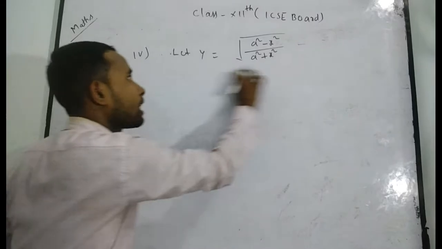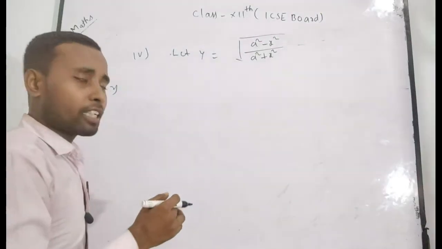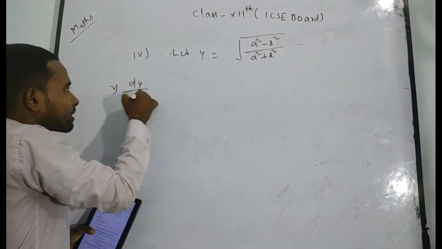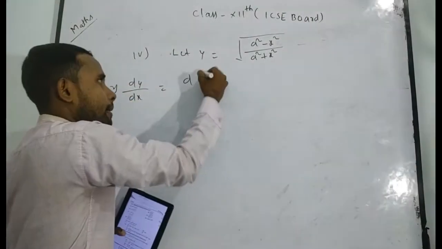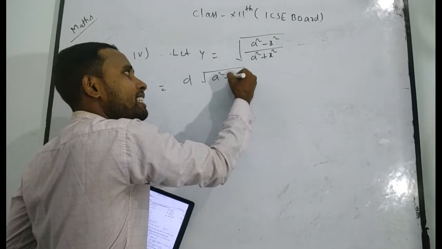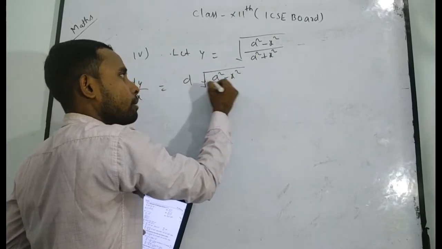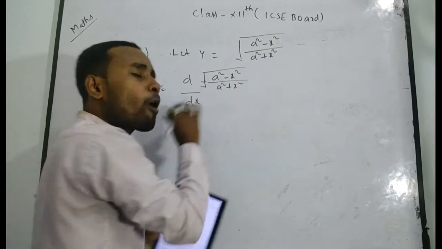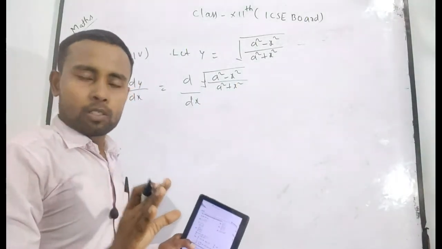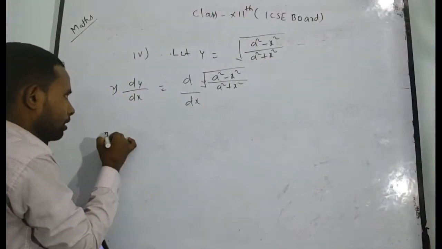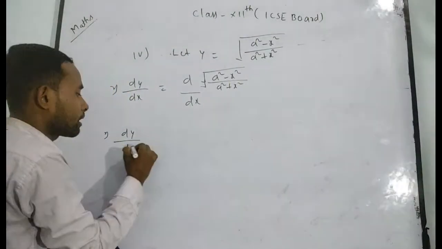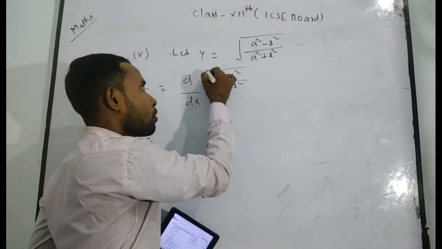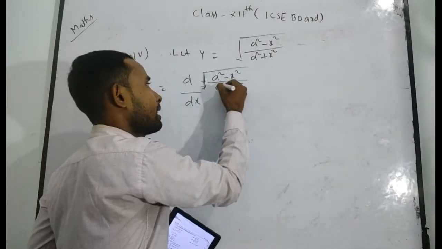First of all, write here, differentiating on both sides with respect to x, you will get dy/dx is equal to the derivative of √((a² - x²)/(a² + x²)) with respect to x. First of all, write simply. Do not think anything about it. Now I want to tell you, this is what? This is root under something.